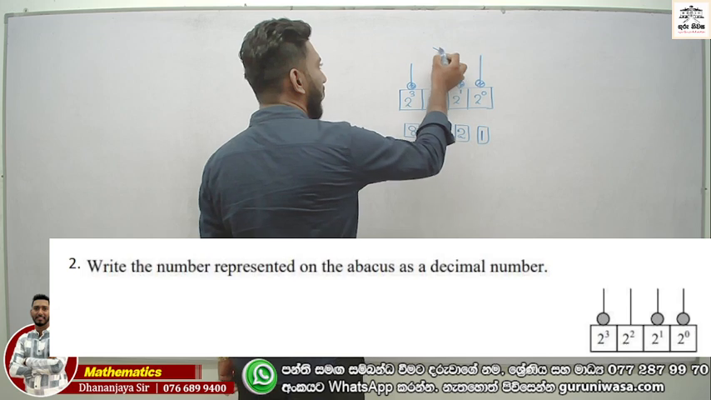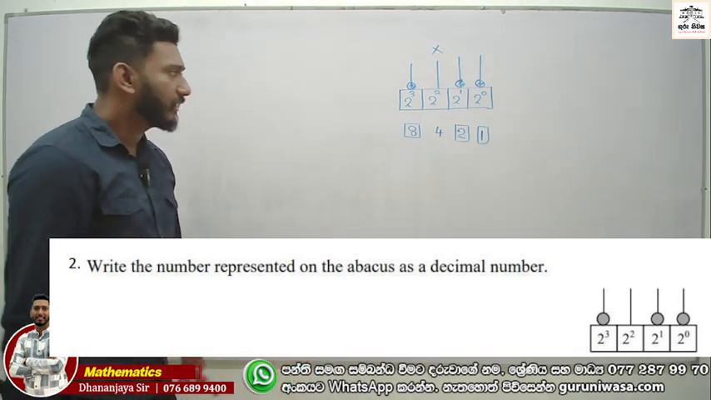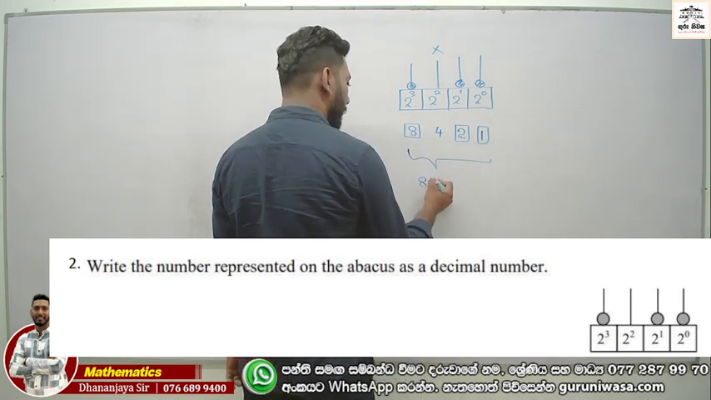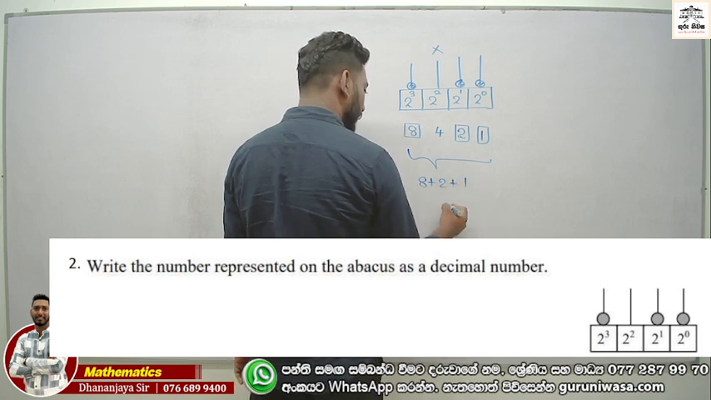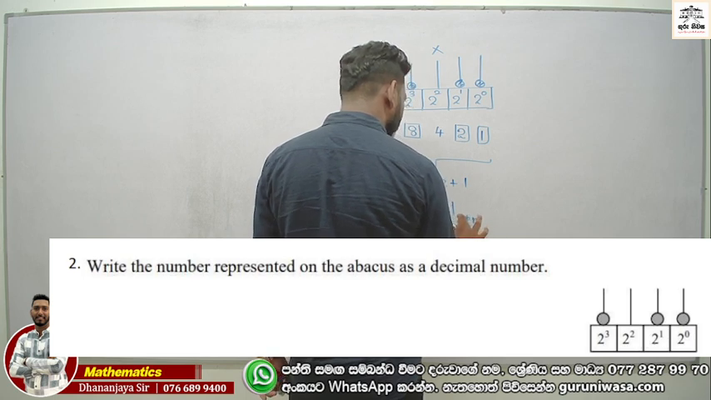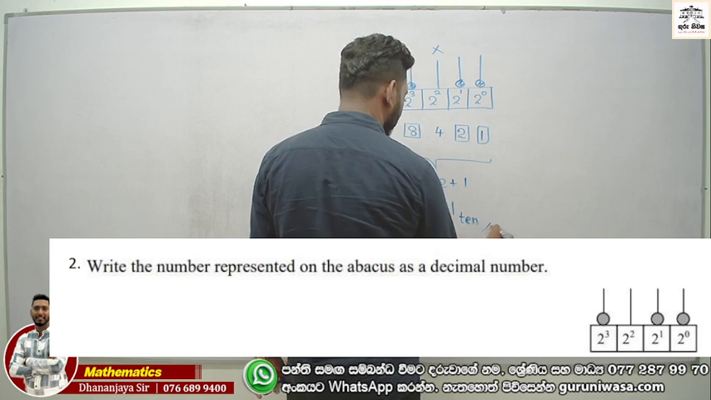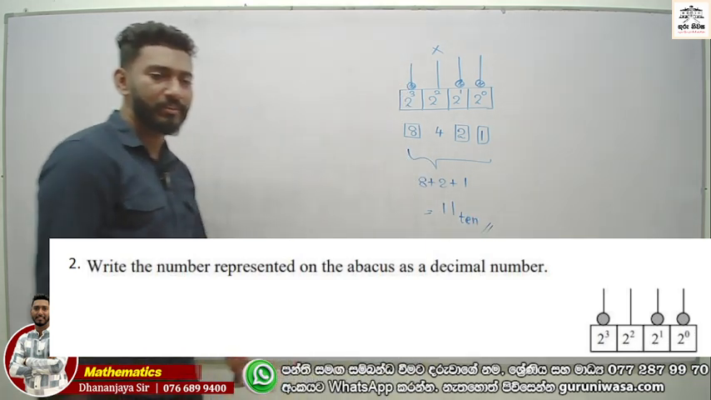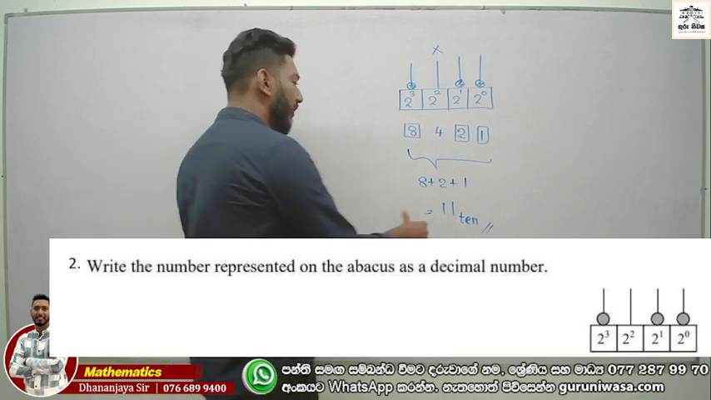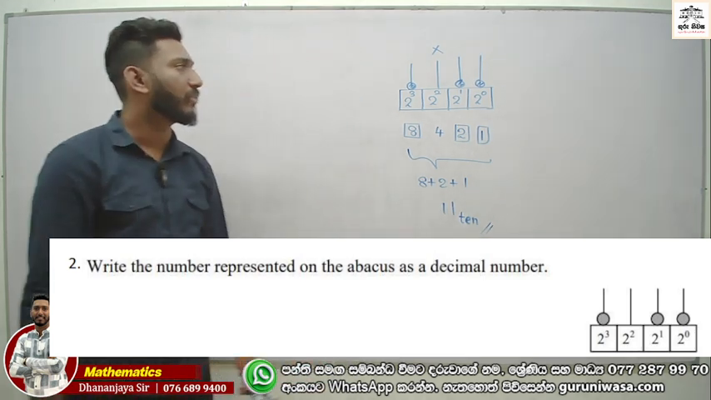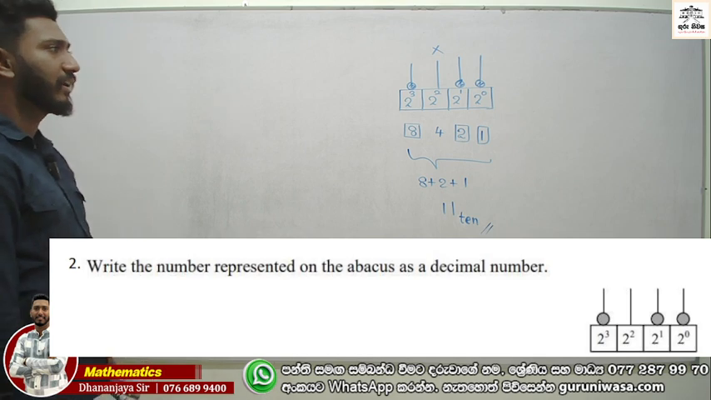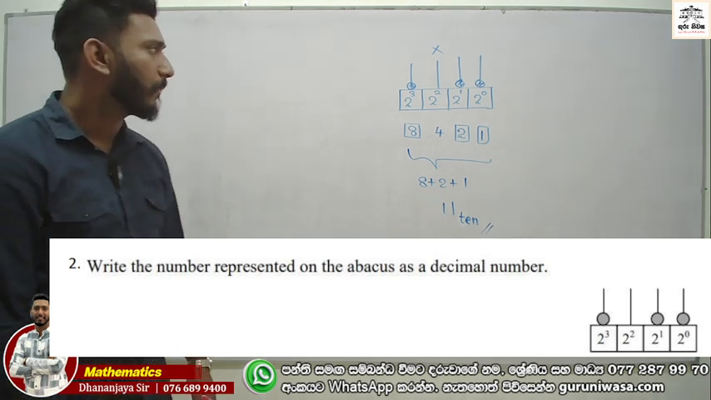Therefore, you can add these numbers: 8 plus 2 plus 1. Then the answer is 11, and the base is 10. You have to write the base as 10. You must write that. If you don't write it, the answer is not one one, it's eleven. It's 11 as a decimal number. As a decimal number. This one's very easy, right?